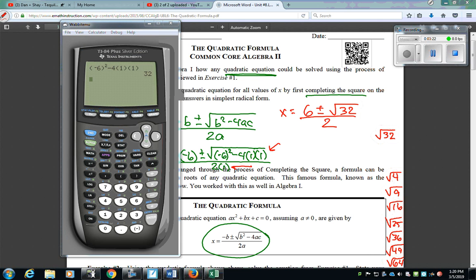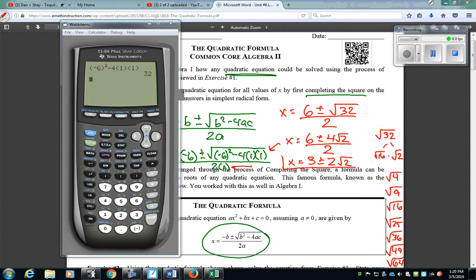But 32 can be factored into 16 times radical 2. And the radical 16 equals 4. So when I rewrite this, I have 6 plus or minus 4 radical 2 over 2. And now my last step would be to see if I can divide or cancel any of the whole numbers. And I can divide each of them by 2. So I'd have 3 plus or minus 2 radical 2. And then the 2 in the denominator would cancel out.